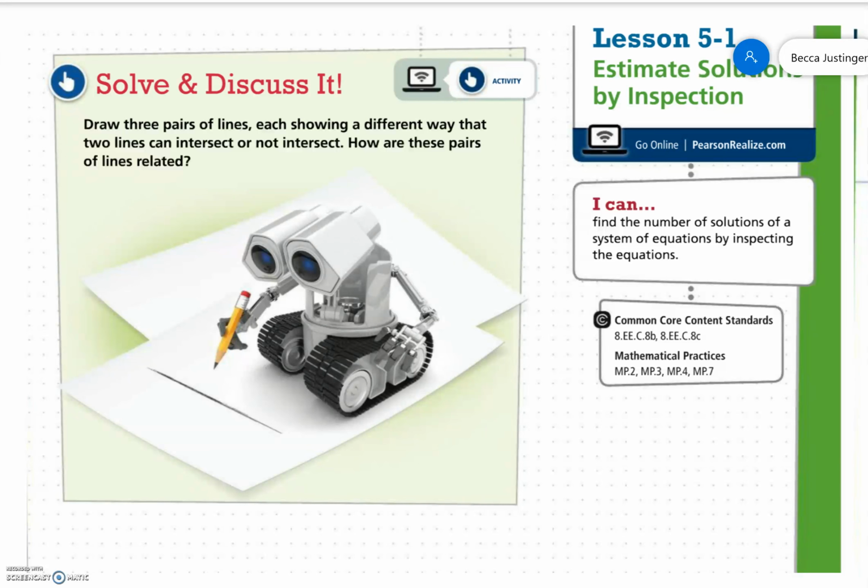Hi, 8th grade. Welcome to Lesson 5-1, Estimate Solutions by Inspection. By the end of the lesson, I want you to be able to say, I can find the number of solutions of a system of equations by inspecting the equations.